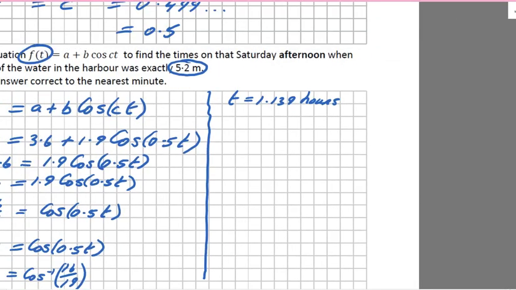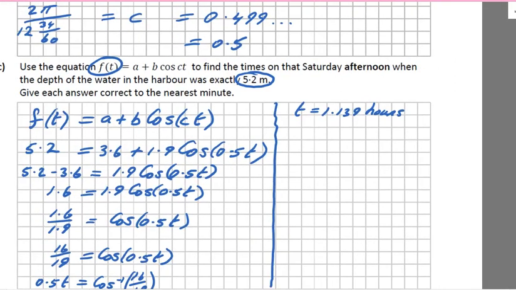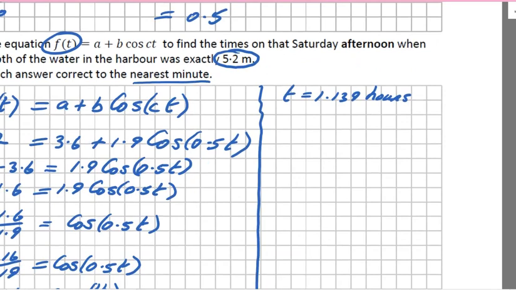But we're supposed to work things out in this part in minutes, so we have to just adjust that slightly. If you work that out in minutes, time is equal to 1 hour, and you get the 0.139, multiply by 60 to get the answer, and you get 8.34 minutes. Okay, so that's the time.